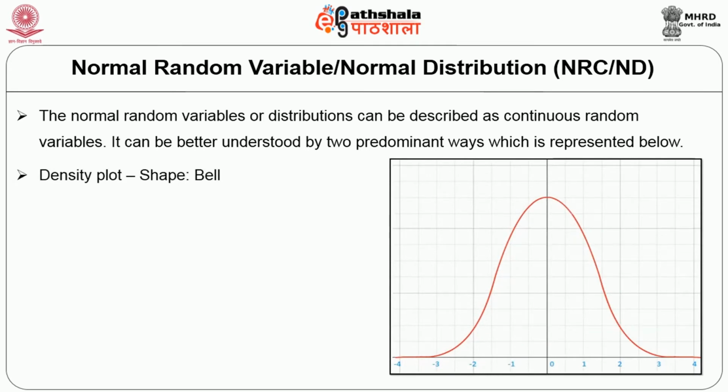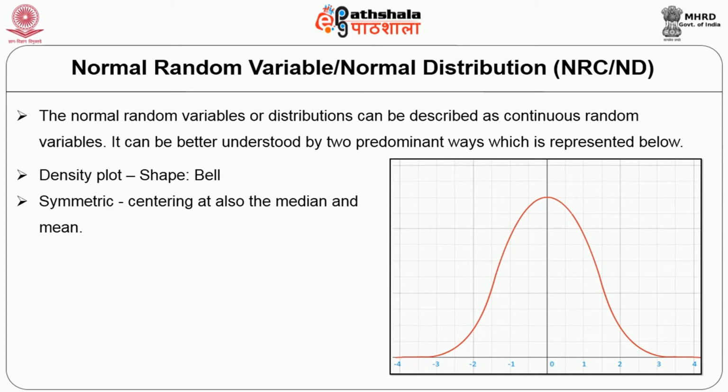So density, the probability density will always be plotted in terms of a bell. That is, we are going to represent it symmetric, centering at mu. That is a bell shaped curve. The center portion of the symmetry will be the mean, and the mean should be equal to either the median or the mode.